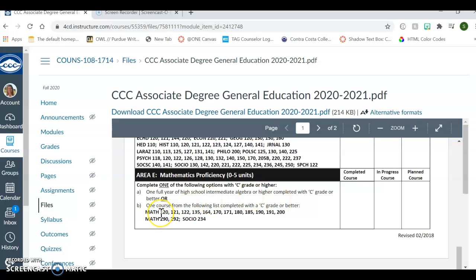Math 120 is Algebra 2. Please note, however, that Math 120 is not transferable to a CSU or UC. So while it meets the minimum requirements for general education for Contra Costa College, it is not transferable and does not meet the minimum requirements for transfer math.